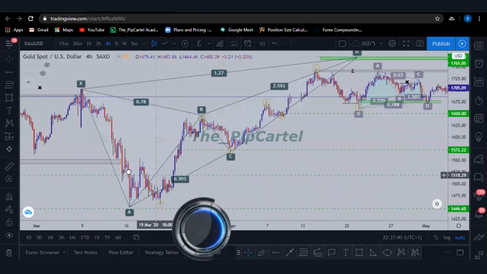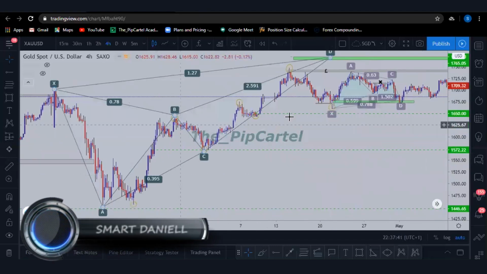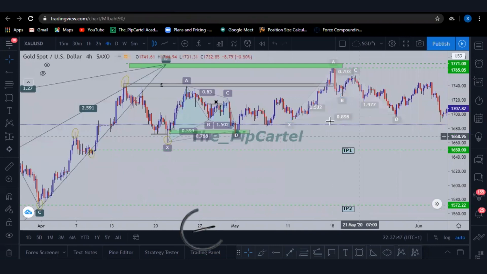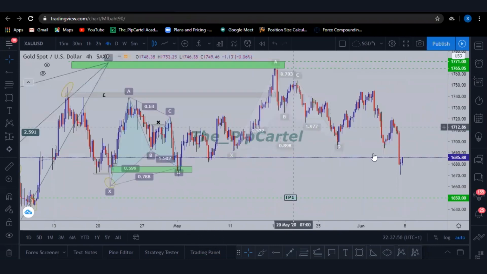This was another beautiful entry I took on gold as well. There was a beautiful snipe in price. See, it just dropped all the way from there. The sell also took the buy from here, and we're still in the sell as well. So these are things you're going to be learning in my course.